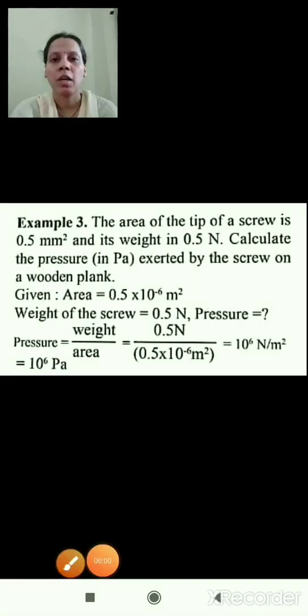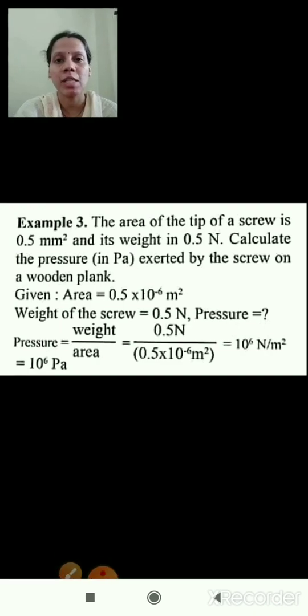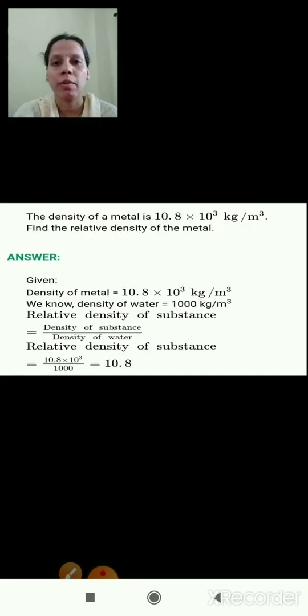Okay, now we have solved the 3 in your textbook, the solved examples. Now we'll see the examples which are given in the exercise. In that, the first one: the density of a metal is 10.8 multiplied by 10 raised to 3 kilogram per meter cube. Find the relative density of the metal.